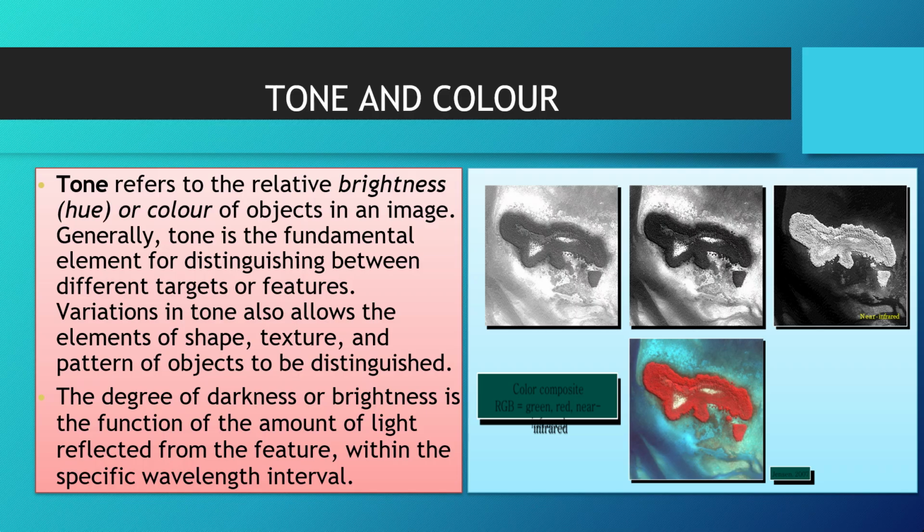Now let's understand tone and color in image interpretation. Tone refers to the relative brightness or darkness of an object in an image, while color represents the visible hue. Tone is one of the most important elements for distinguishing different features on the Earth's surface. Variations in brightness help identify differences in shape, texture, and pattern. The level of light or darkness depends on how much energy a feature reflects within a specific wavelength range.